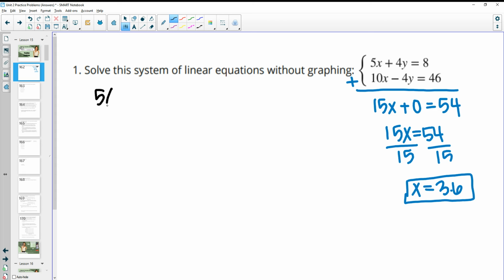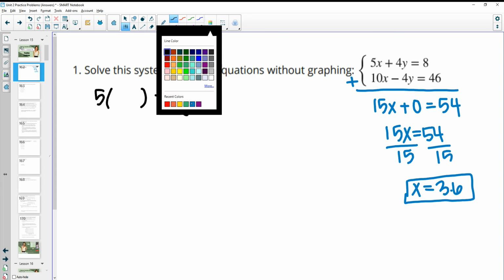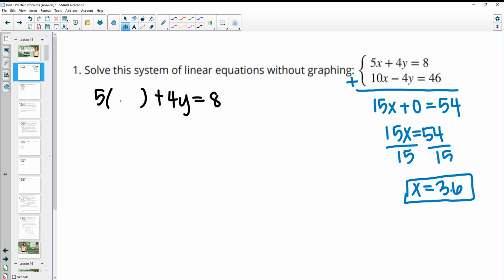I'm going to plug it back into the top equation. And so I'm just going to leave a little blank here where the x is. So this is my 5x plus 4y equals 8 equation. And instead of writing an x, I'm going to write 3.6, since we know that's what x equals. Then you're just going to go ahead and simplify this. So 5 times 3.6 gives us 18. So we get 18 plus 4y equals 8.